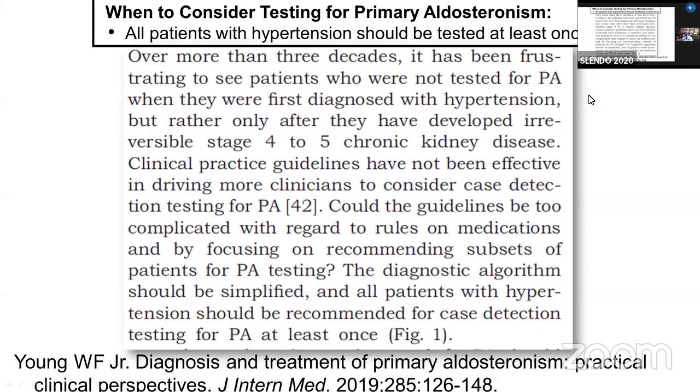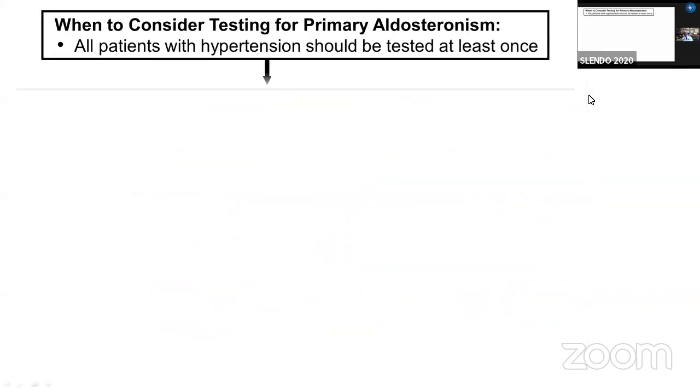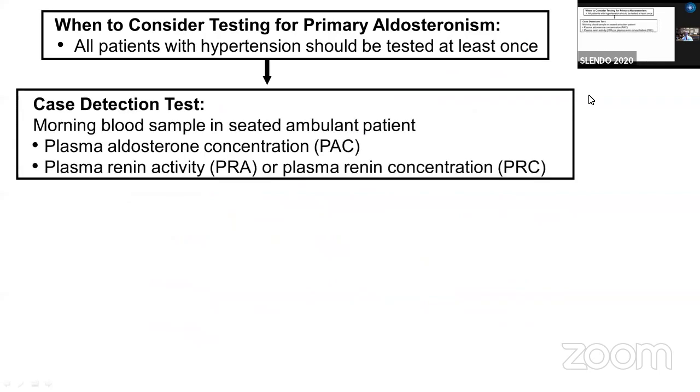Everyone with high blood pressure should be tested. How do you do it? It couldn't be more simple. A morning blood test, it's important, it's in the morning. There's a diurnal variation in aldosterone in patients with aldosterone-producing adenomas. And if you did a 4 o'clock blood test, the aldosterone level in the blood may not be high.